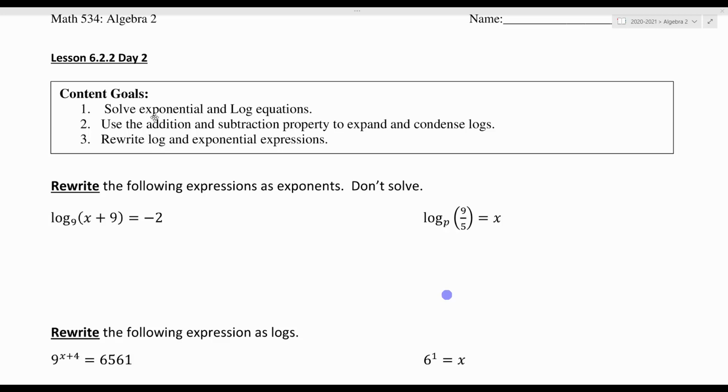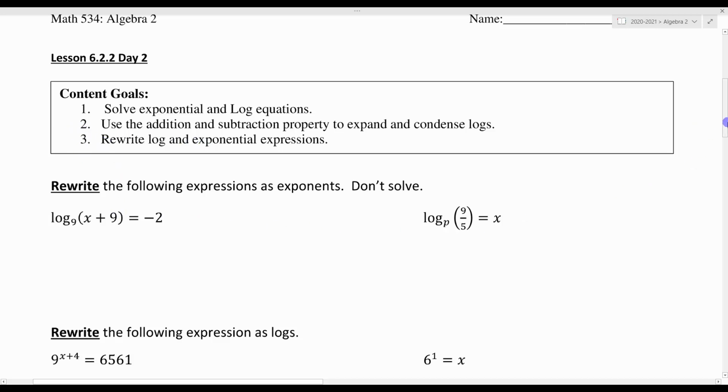Today's goals, we're going to be solving exponential and log equations. This is meant mostly as a review, just to make sure we see it one more time before the quiz tomorrow. But we're really going to be focusing on this addition and subtraction property to expand and condense logs. We'll see some examples of those, and we also want to focus on rewriting log and exponential expressions. Whether that means going from exponential form to log form or log form to exponential form, or using power property, addition property, and subtraction property to write equivalent statements. So we're really focusing on 2 and 3 today.